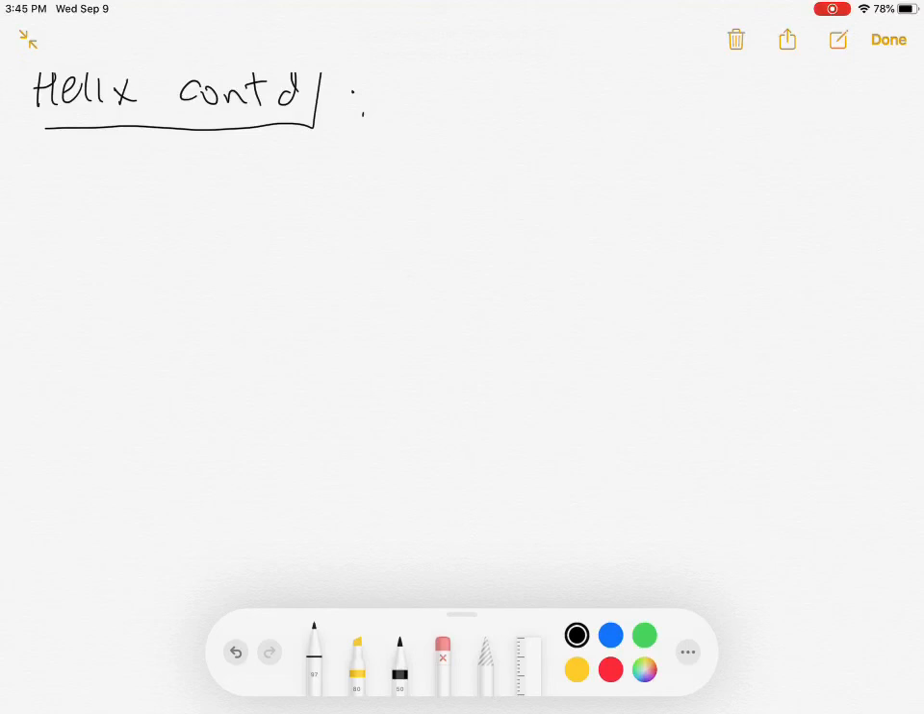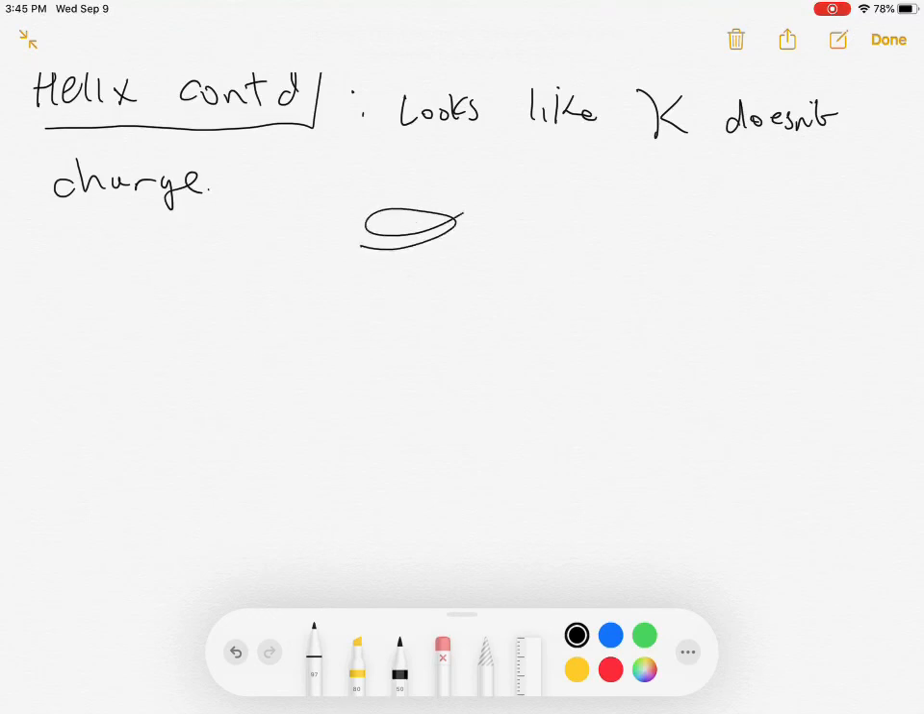All right, so my video was kind of cool. What I wanted you to notice was that it looks like kappa doesn't change. You've got to remember the helix is rotating around a cylinder. So it looks like the curvature is a constant.